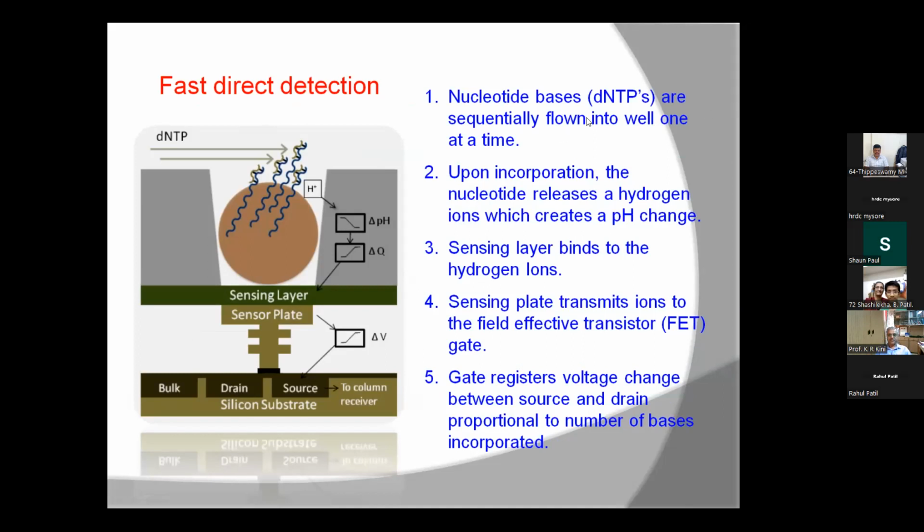So bases are sequentially flowed into the cell one at a time. Upon incorporation, the nucleotide releases a hydrogen ion, which creates a pH change. And this will go and hydrogen ions will bind to the sensing layer below, which is a sensor plate, and that will transmit and it will create a voltage change between the source and the drain, and then it will measure. Okay, if there is an incorporation, it measures the change.